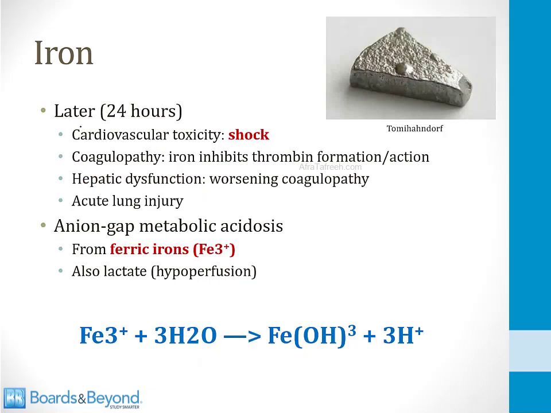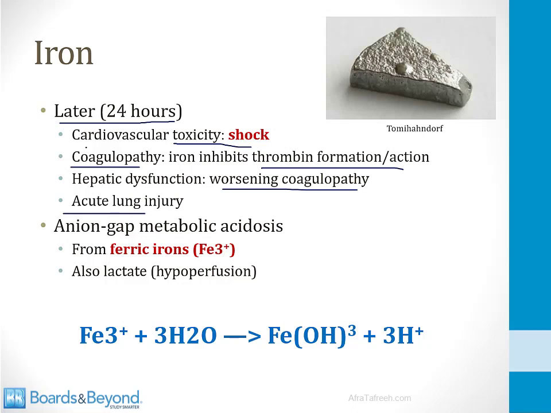So the first 6 hours after acute iron poisoning is the gastrointestinal phase, but later, about 24 hours after iron ingestion, patients can have damage to multiple different systems that can be life-threatening. First of all, they can develop shock if they've had a large enough quantity of iron consumed. Coagulopathy can occur because iron inhibits thrombin formation and action. The liver can start to fail, and this can worsen the coagulopathy, and the lungs can become damaged. Acute lung injury can develop, which leads to respiratory acidosis.